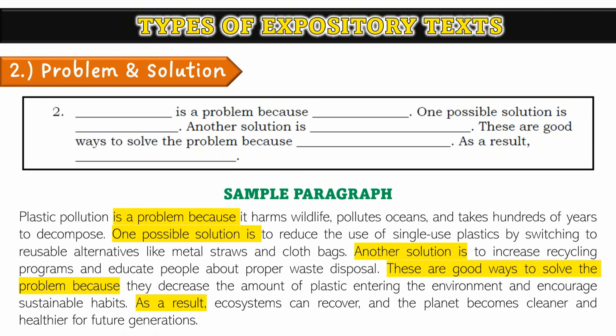Plastic pollution is a problem because it harms wildlife, pollutes oceans, and takes hundreds of years to decompose. One possible solution is to reduce the use of single-use plastics by switching to reusable alternatives like metal straws and cloth bags. Another solution is to increase recycling programs and educate people about proper waste disposal.